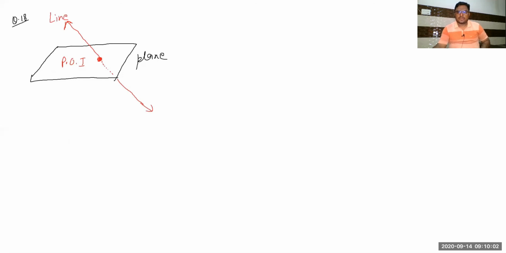We have some extra point whose coordinates are given to us. Its coordinates are minus 1, minus 5, and minus 10. And we want to find out the distance of this point from the point of intersection. So it is point of intersection here, and we want to find out this distance. This distance equal to what?